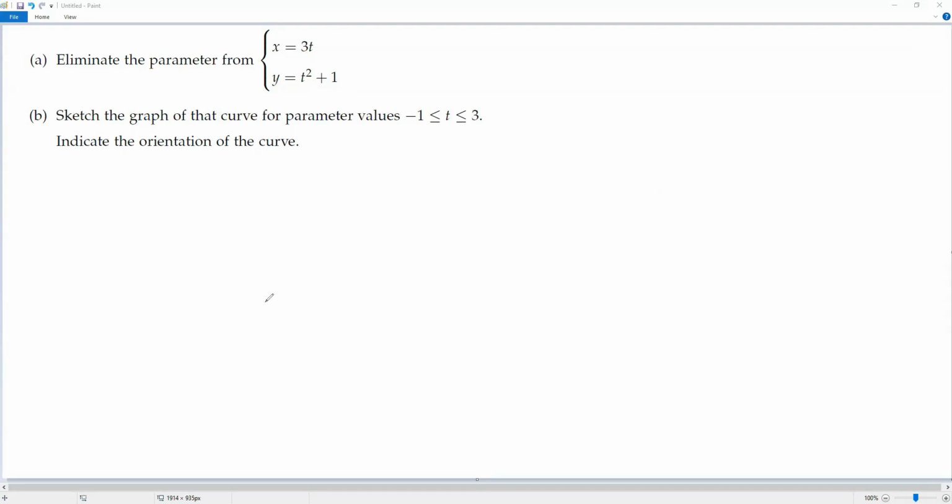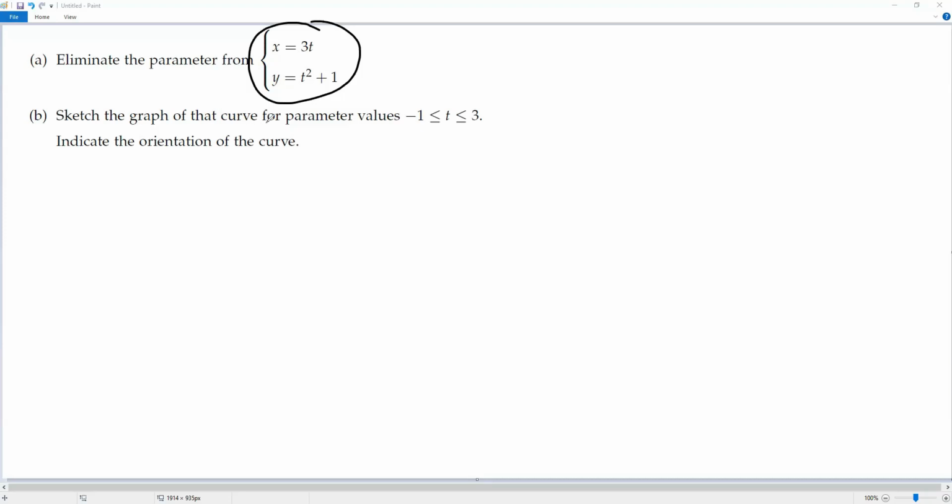That is, we have to sketch the graph of the curve for parameter values -1 less than or equal to t less than or equal to 3. To sketch the graph of any parametric equations for the given parameter values, what we need to do is plug in the values of the parameter into the original parametric equations so that we'll be getting the points in terms of Cartesian coordinates. I mean, in terms of x coordinate and y coordinate.